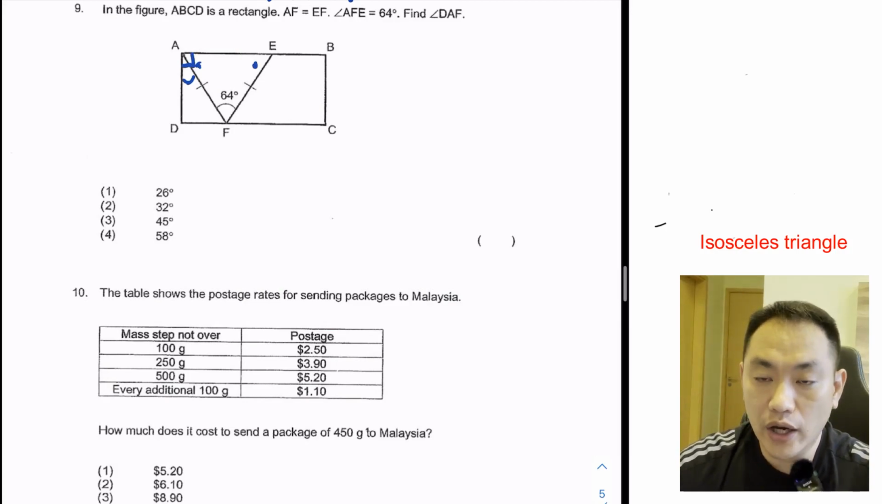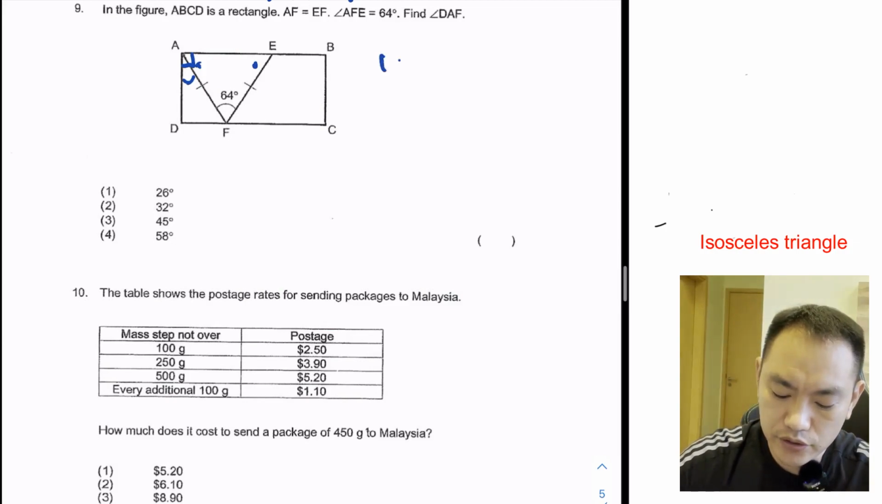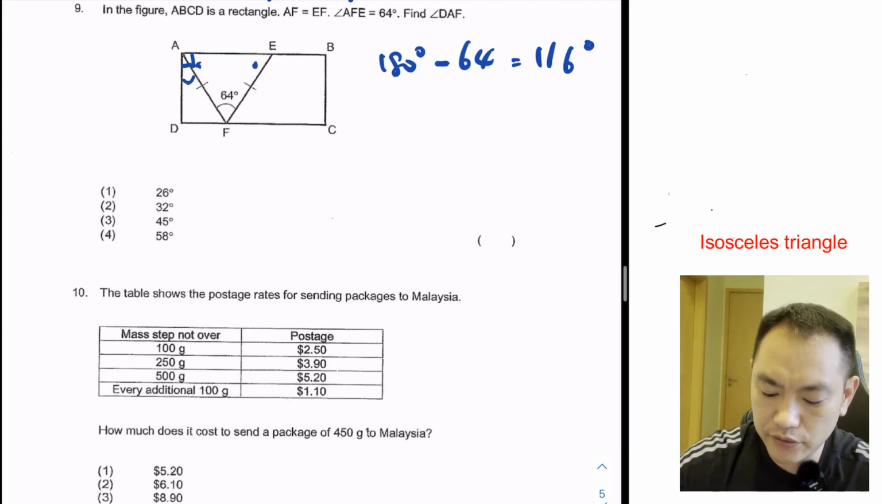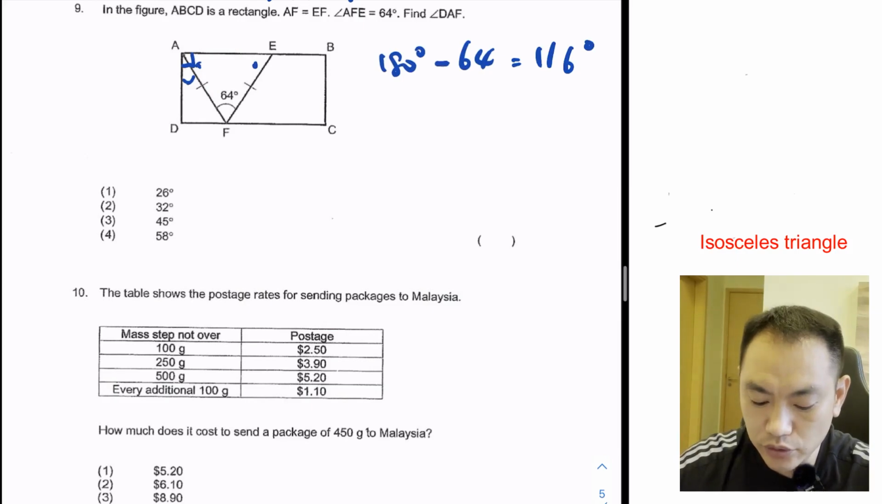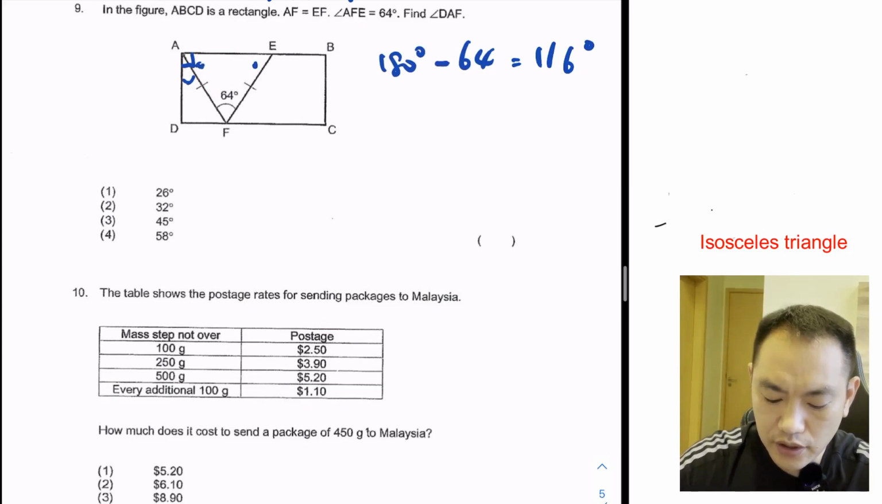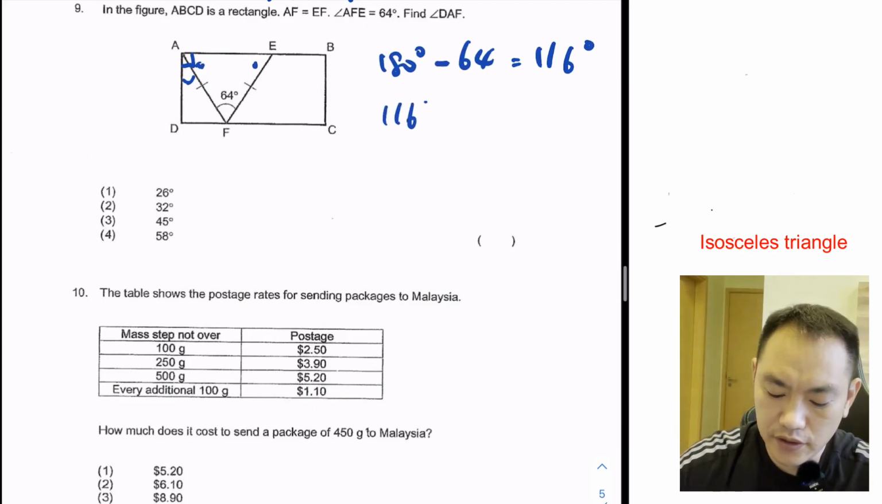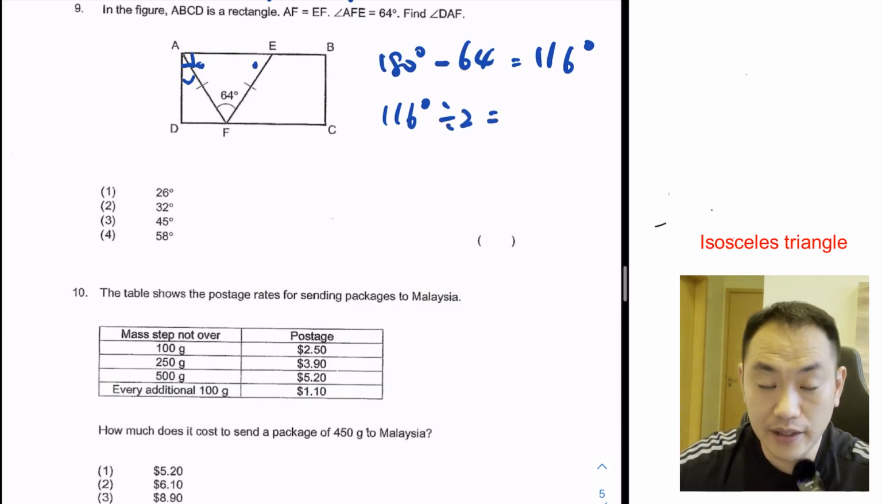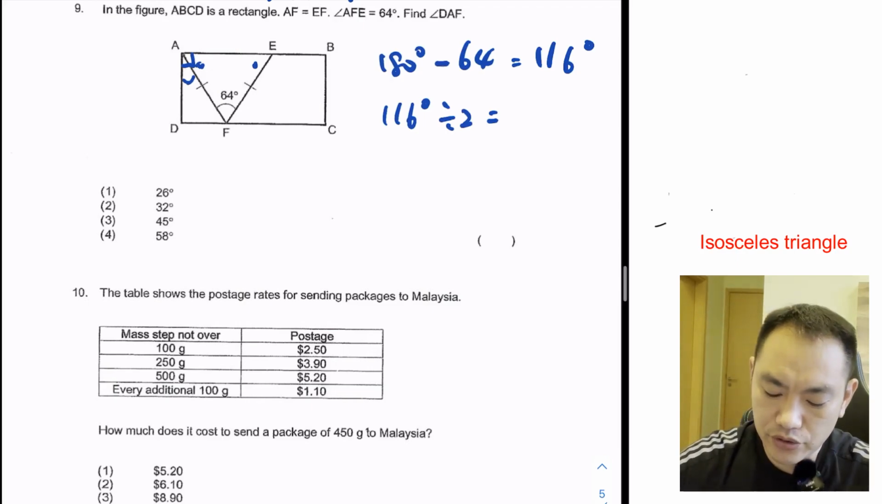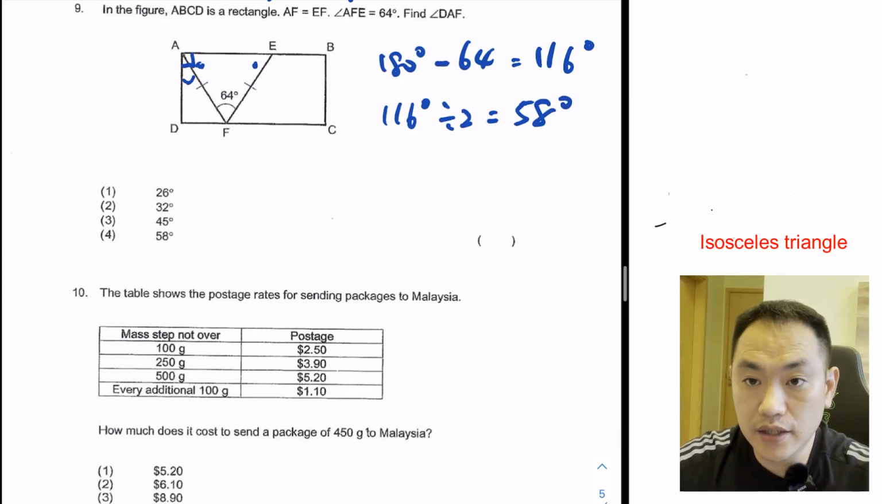In a triangle, we all know all three angles add up to 180 degrees. So if angle AFE is 64, we take 180 minus 64, which equals 116 degrees. So 116 degrees is equal to the two angles at the top together, but the two angles are the same. So to find the value of the angle, you simply divide by 2, because they are the same and add up to 116. If you divide by 2, you get 58, so the angle FAE is 58.